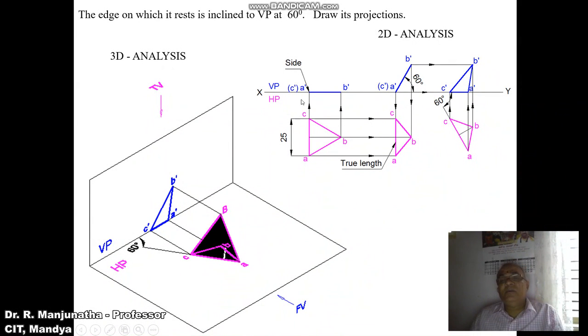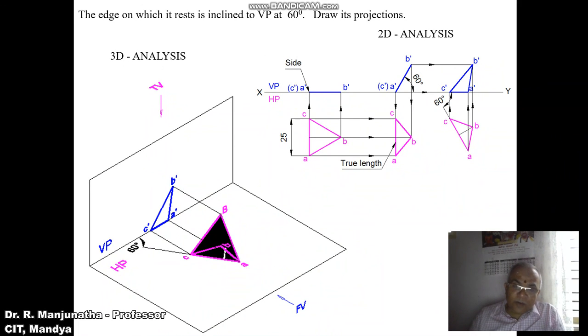How do I know that this problem is right? We can see that the edge which is resting on HP is A dash C dash, and that edge is inclined to VP at 60 degrees, and the surface is inclined at 60 degrees to HP, and it is an equilateral triangle of 25 mm side. Since we are satisfying all the conditions given in the problem, this is the solution which can be analyzed.